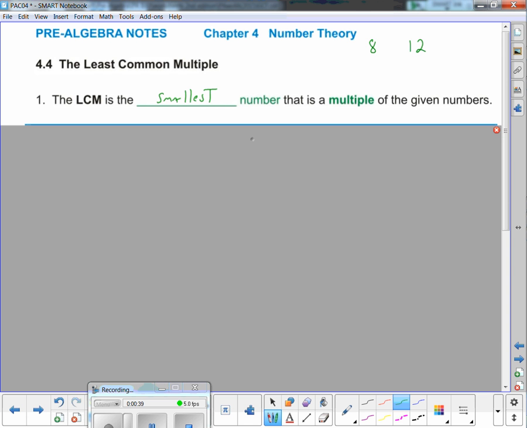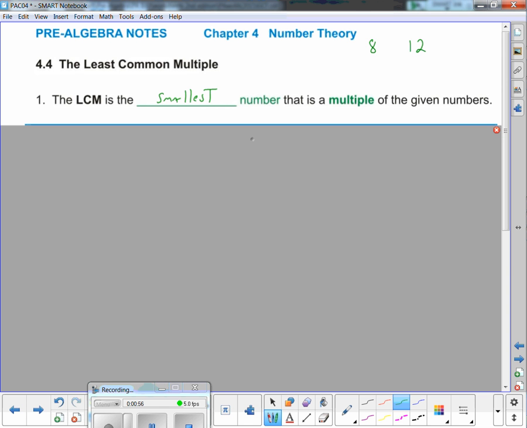Remember now, a multiple. Let's take the number 8. What are multiples of 8? 8, 16, 24, 32, 40, 48, 56, etc. What are multiples of 12? 12, 24, 36, 48, etc.